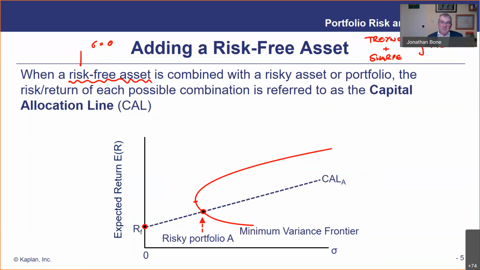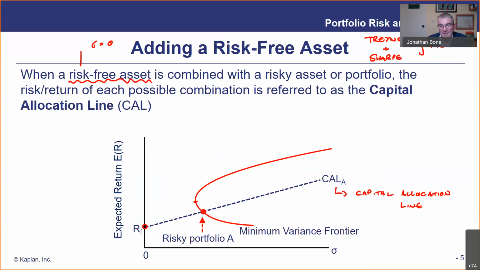Okay, now that gives me the CAL. CAL, what does that stand for? It stands for Capital Allocation Line. So what I'm actually doing is giving investors a choice between risky portfolio A here, which contains risky assets, or a risk-free asset, combinations of the two.